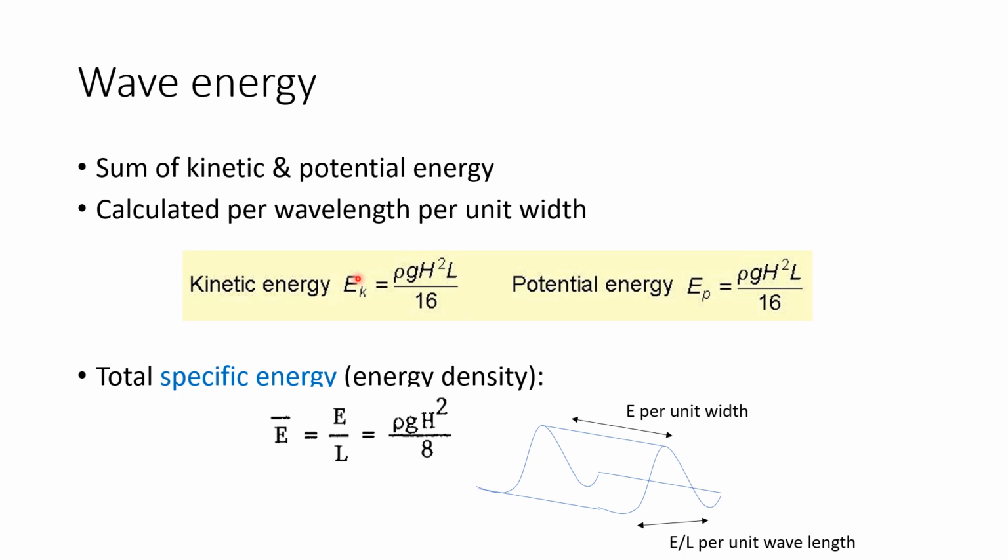If we calculate the specific energy or energy density, then we divide the energy by the wavelength so that we get rho g H squared over 8, which is the specific energy or total energy per unit wavelength.